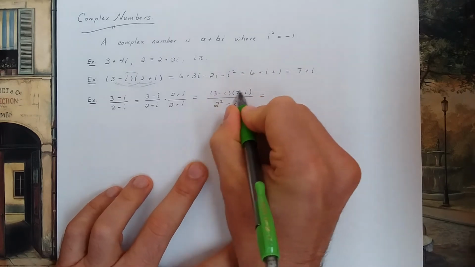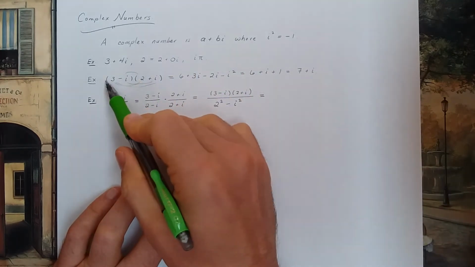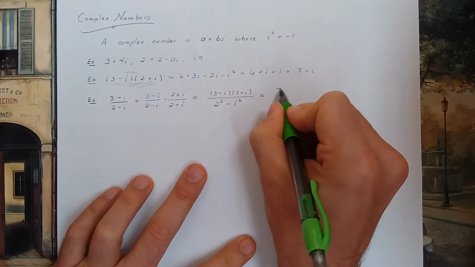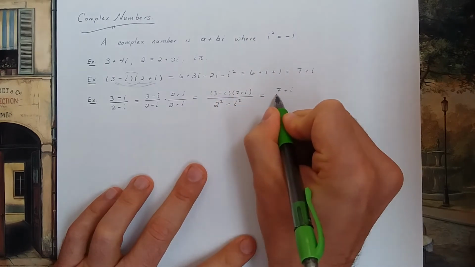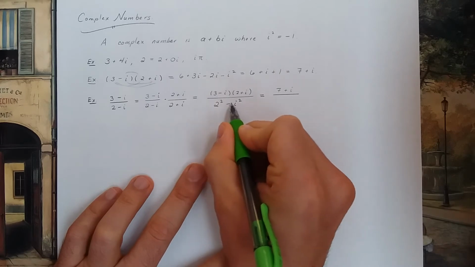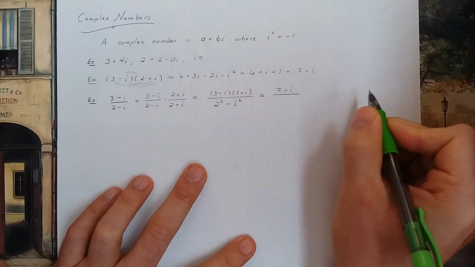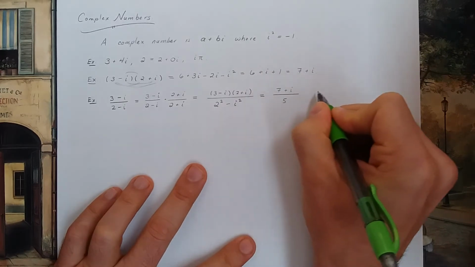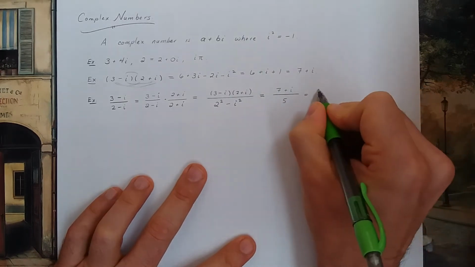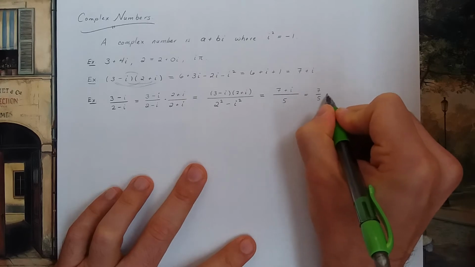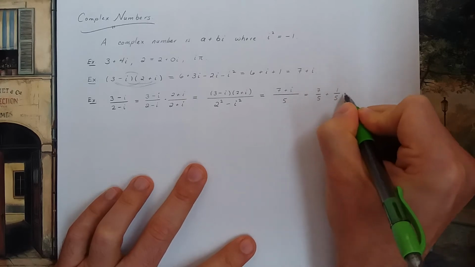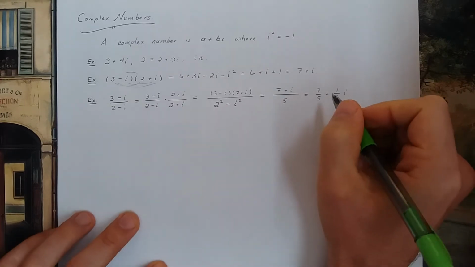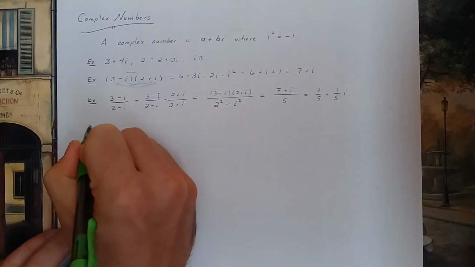Now the top I just happen to have done in this previous example. So the top, if I expand, becomes 7 plus i. And the bottom becomes 4 plus 1 because i squared is -1. So I get 5. So I could write the answer as 7/5 plus 1/5 i. There's my complex number. That's how you divide complex numbers.